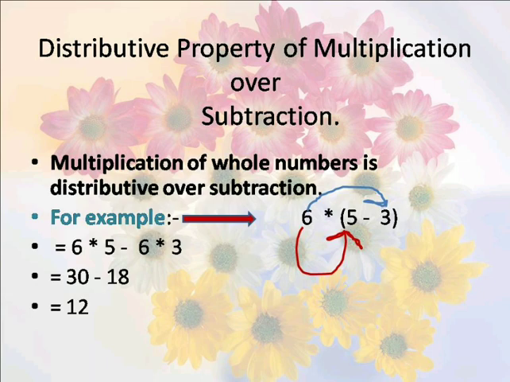So can you see this example? 6 is outside and in bracket 5 minus 3 is there. So 6 will be multiplied with 5 minus 6 will be multiplied with 3. So 6 5s are 30 minus 6 multiplied by 3, that is 18. So 30 minus 18 is what? 12.